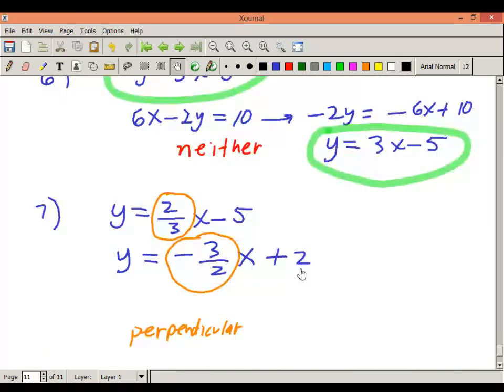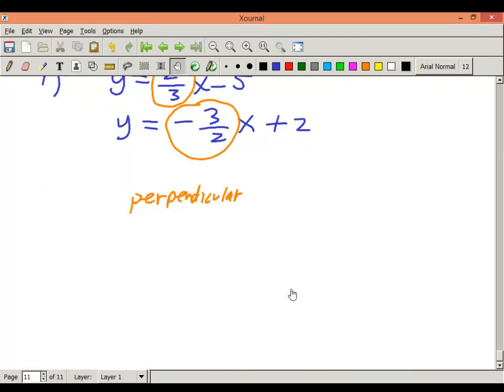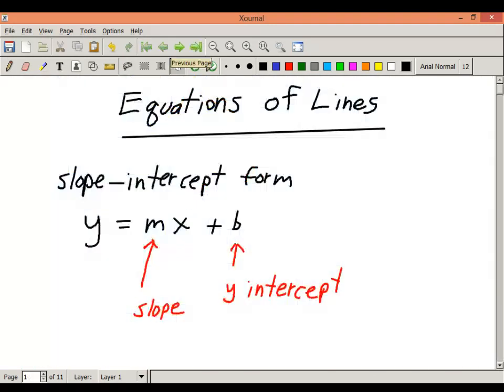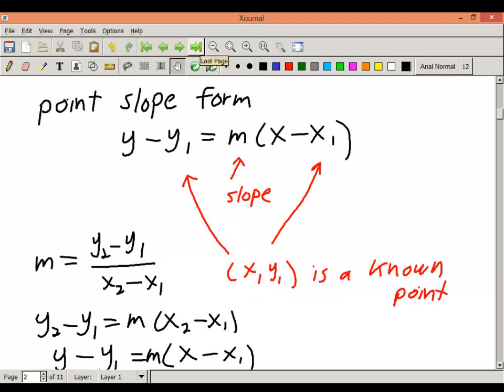Okay, so what do we need to know out of this lesson? We need to know slope-intercept form, y equals mx plus b, where m is the slope and b is the y-intercept. You need to know point-slope form, y minus y sub 1 equals m times x minus x sub 1, where x sub 1, y sub 1 is a point that you know on that line, and m is the slope.